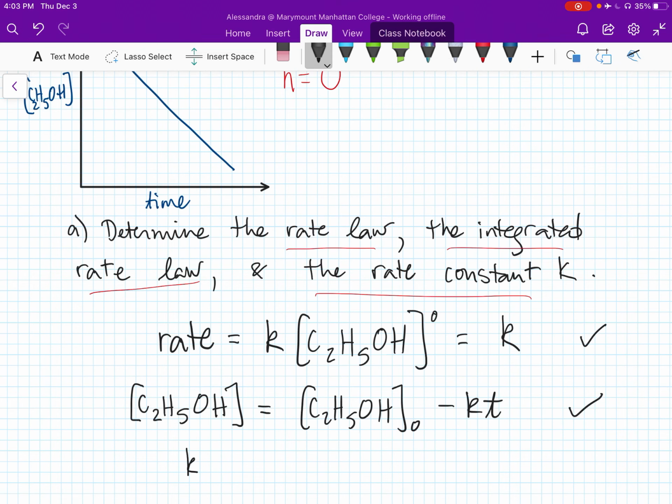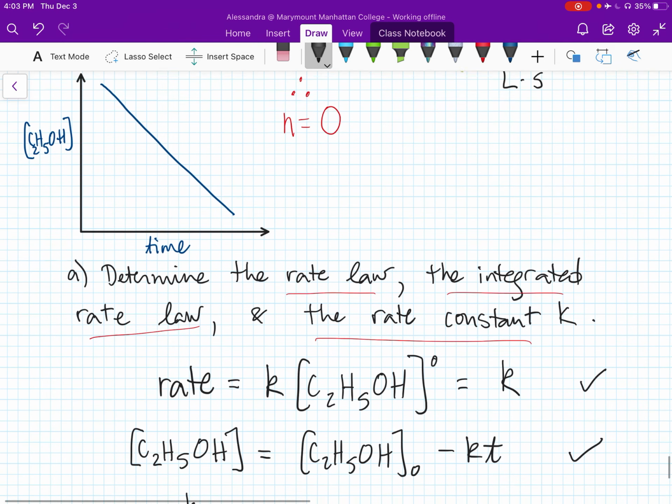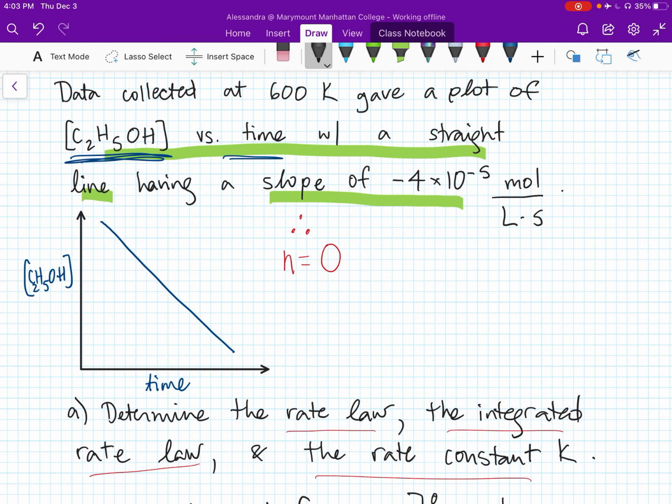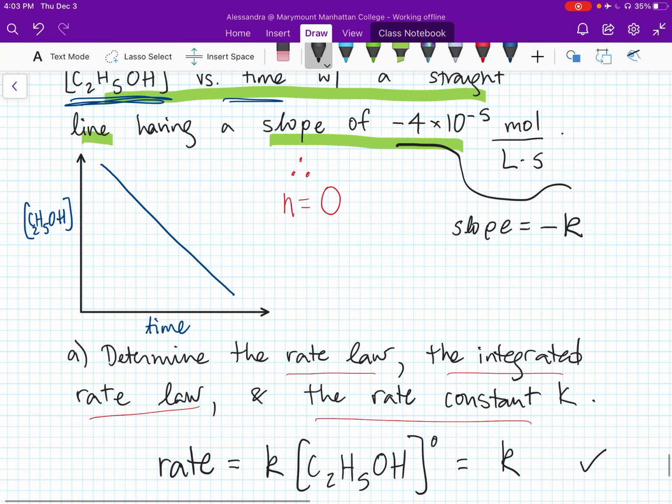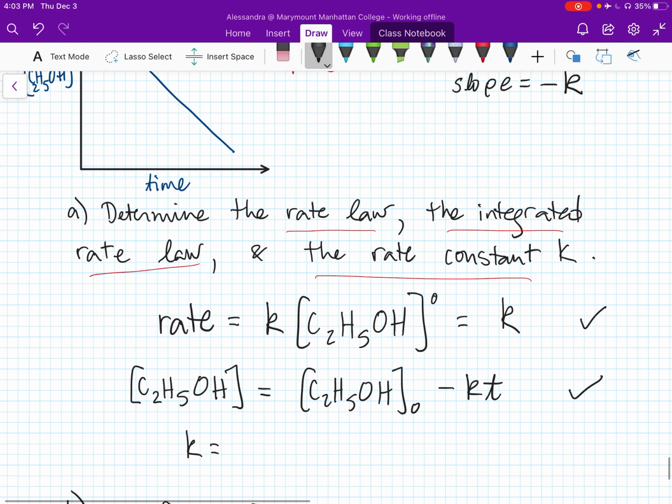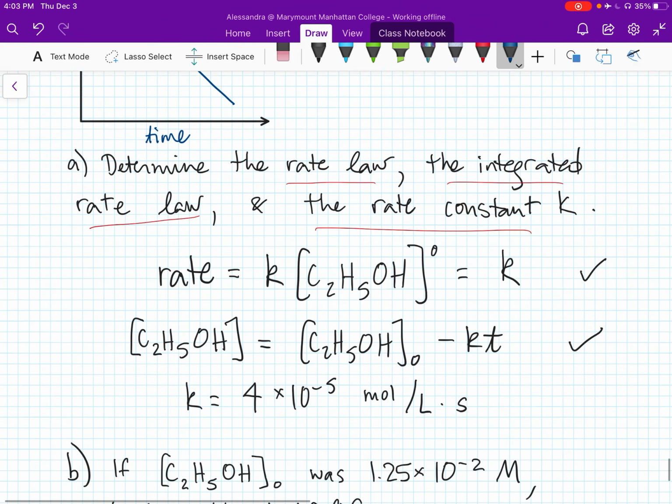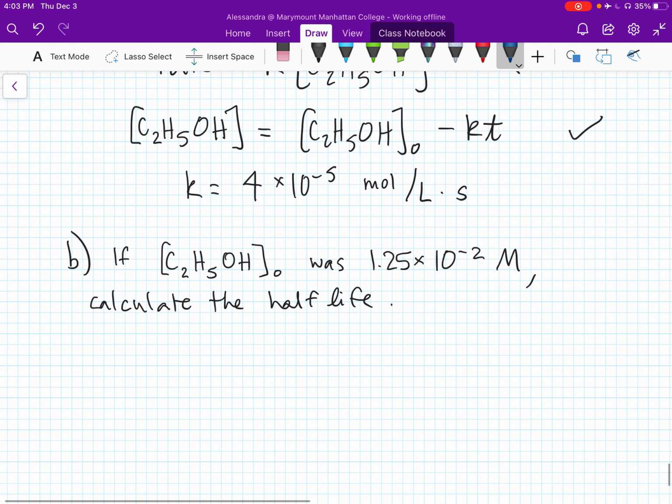Finally, the rate constant K I get from the slope. So the slope of the line is equal to negative K. And that means K is always going to be positive. So the K value is positive 4 times 10 to the minus 5 moles per liter seconds. All right, so that was straightforward.